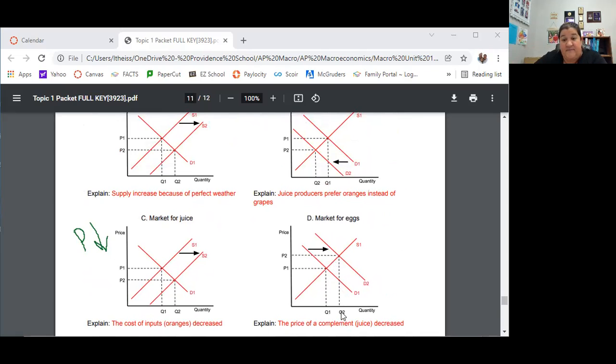So again, let's look at our two equilibrium points. Here was our original equilibrium. Then I shifted my demand curve and I created a new equilibrium, and I'm going to label them both.